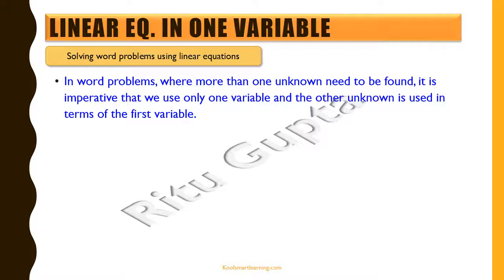Now let's continue with solving word problems using linear equations. What else do we have to do? In word problems where more than one unknown needs to be found, it is imperative that we use only one variable and the other unknown is used in terms of the first variable. Instead of defining two different variables x and y, we should first try to find out, can we define the second unknown in terms of the first variable? That is what will make it easier to solve.